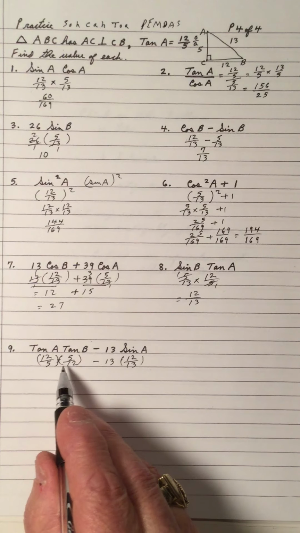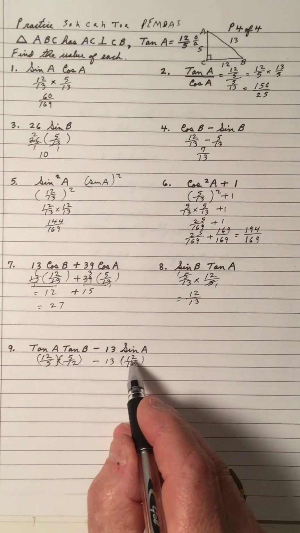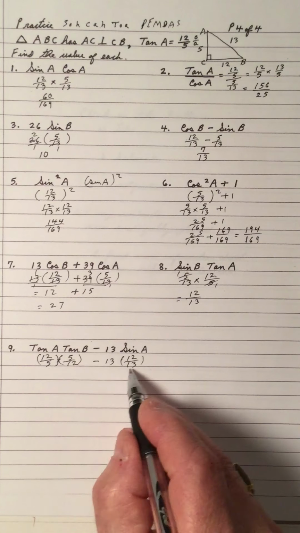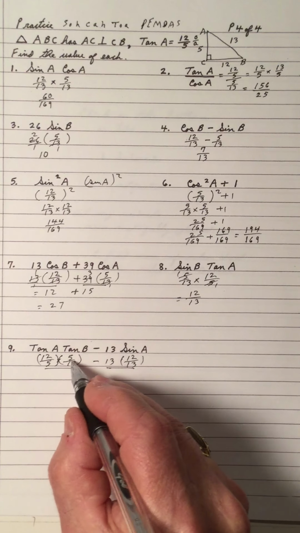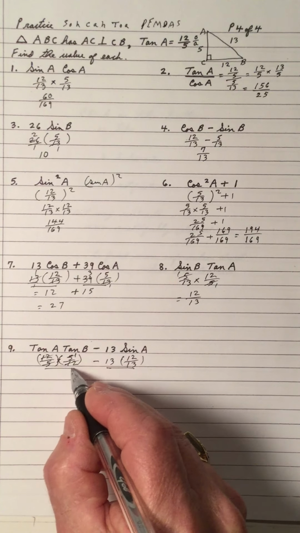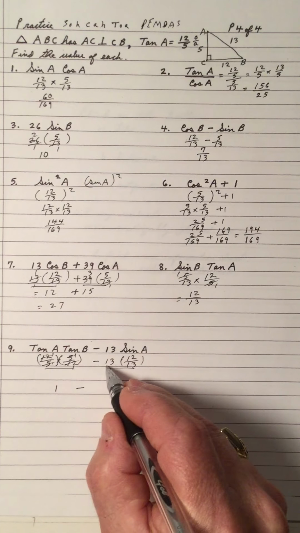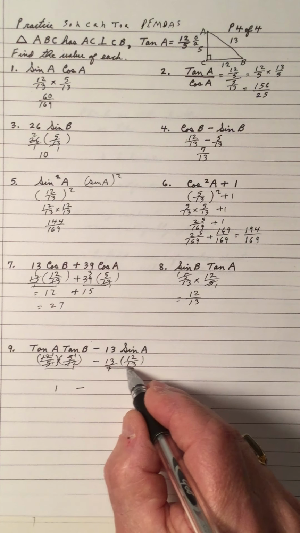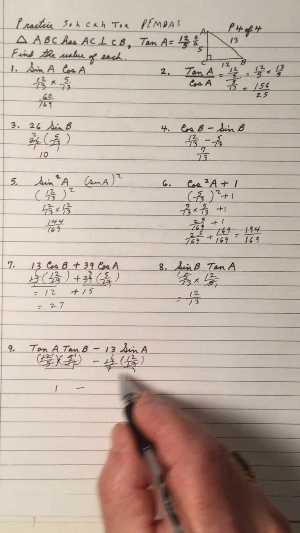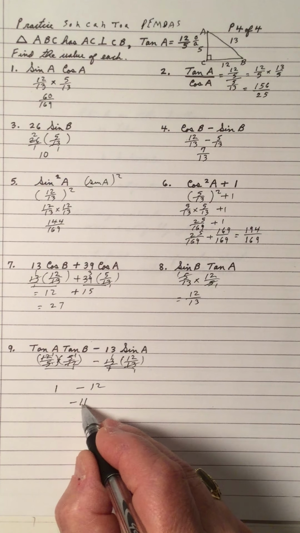So PEMDAS, all brackets are simplified inside. I have no exponents, and so now I have to multiply this one and this one. So the 12s cancel, the 5s cancel, and I get a 1 when I cancel. So 1 times 1 is 1, minus 13 over 1 times 12 over 13, the 13s cancel. So I get a 12, and 1 minus 12 is negative 11.